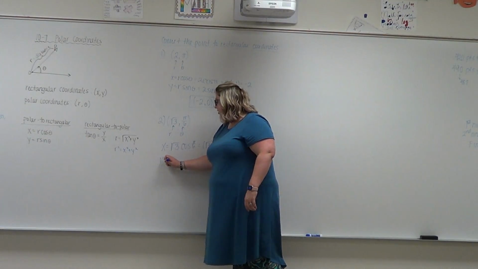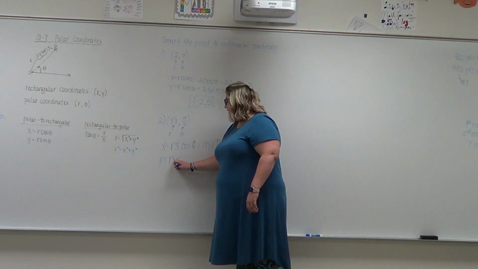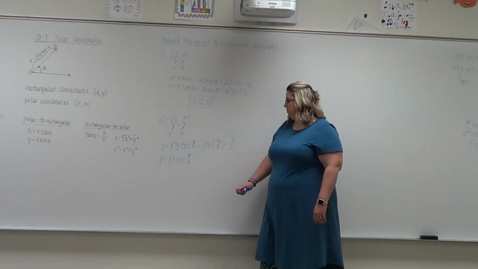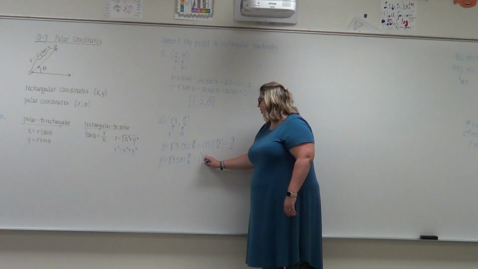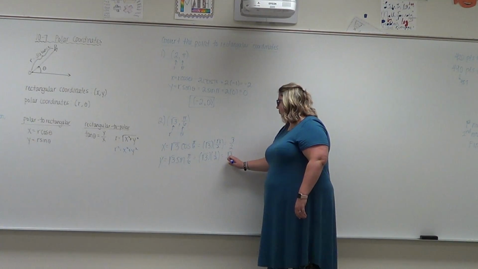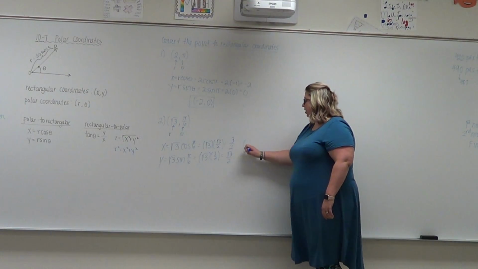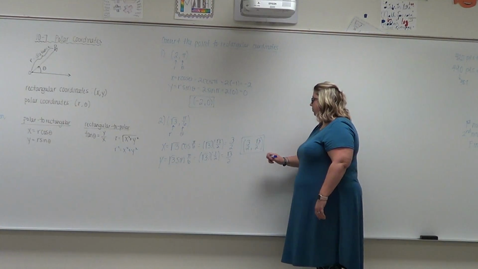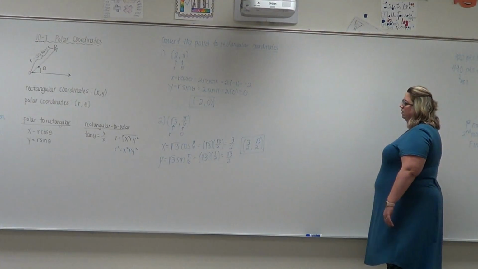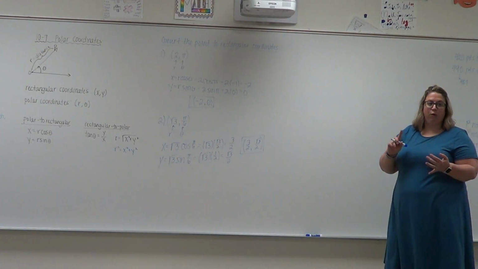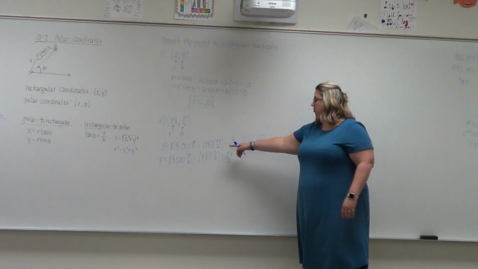And then y is square root of 3 sine pi over 6. So what would sine pi over 6 be? 1/2. So this would be square root of 3 over 2. So my point would be 3/2, square root of 3 over 2. Now, if the point is on the unit circle, like pi, pi over 6, pi over 4, you'll need to have your perfect answers.